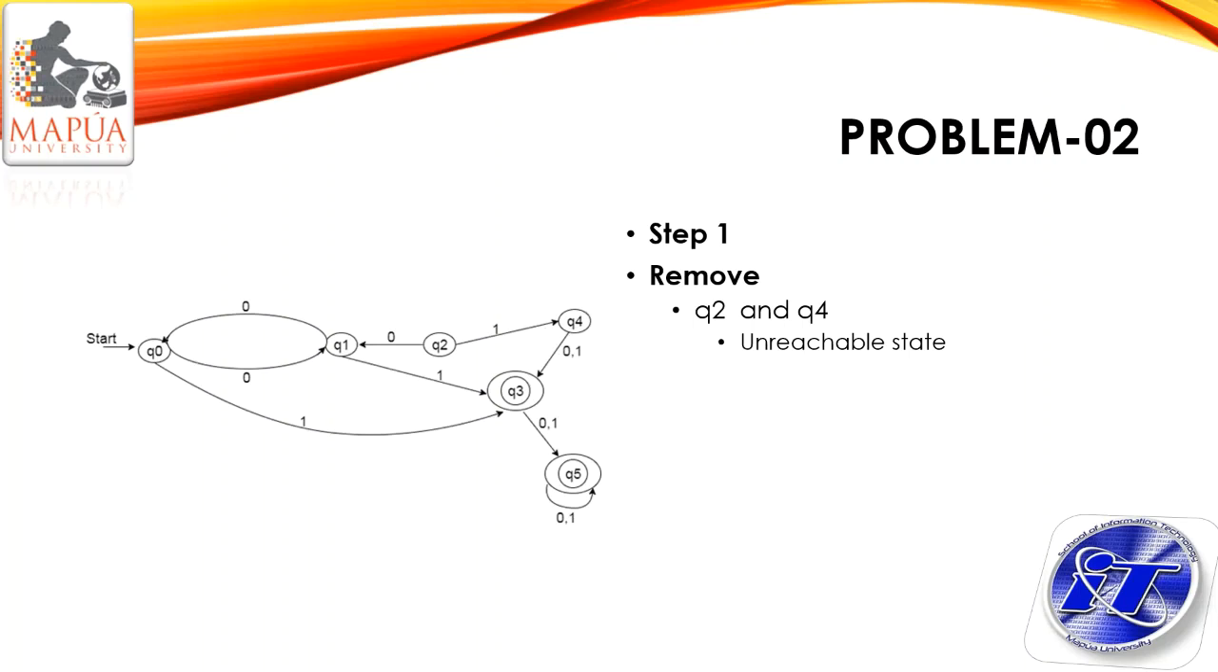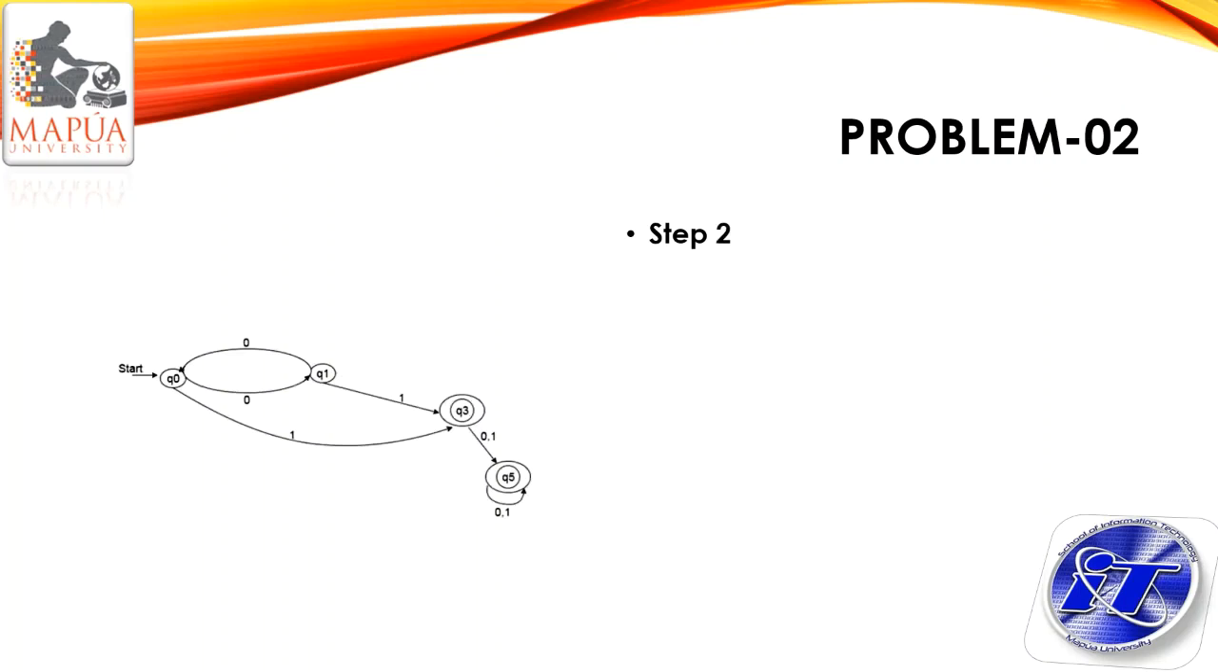So in step 2, let's create the table. So for Q0, this is the initial state. If it's 0, it will go to Q1. If it's 1, it will go to Q3, which is the final state. And in Q1, if it's 0, it will go to Q0. If it's 1, it will go to a final state, which is Q3.